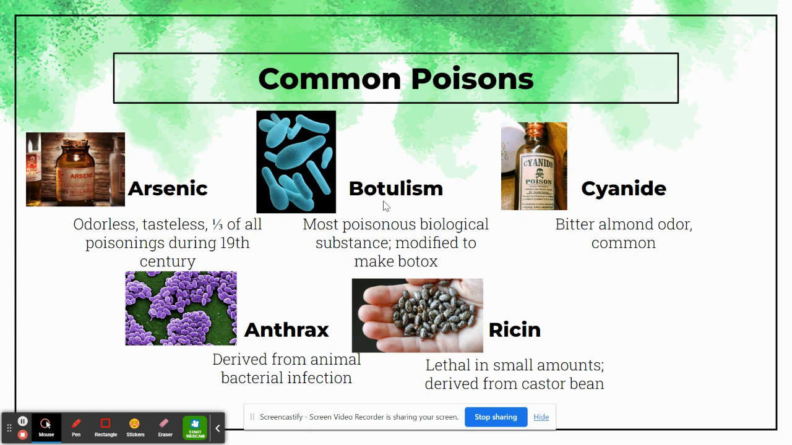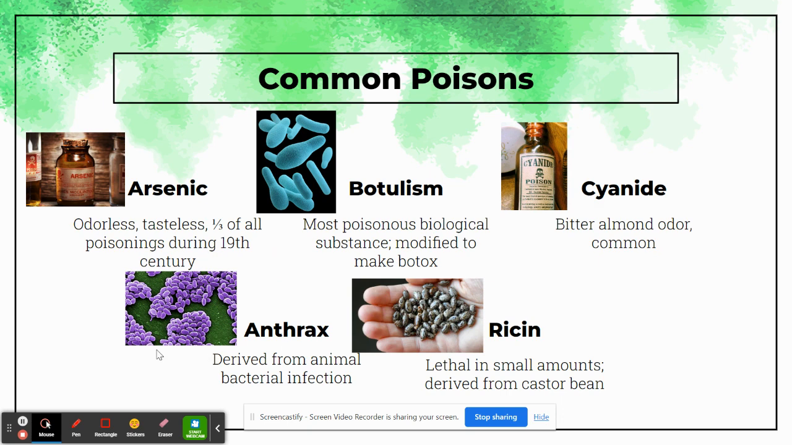And that toxin is a neurotoxin. So it essentially paralyzes whatever organs it comes in contact with, any muscles. So it's really, really dangerous. But if you modify it and inject it in really specific muscles, you get Botox. So it is something that we figured out how to use in our benefit, but is extremely toxic.